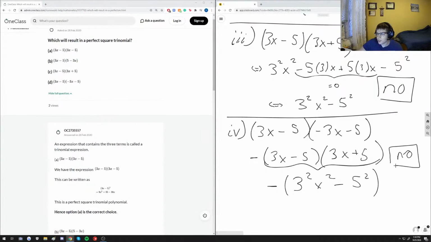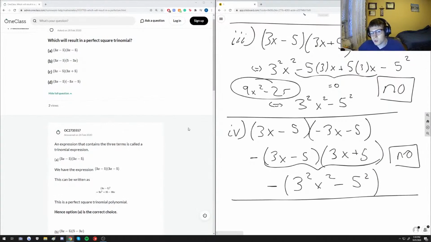And what this is an example of is the difference of perfect squares. So if we consider this as 9x squared minus 25, this is a classic case of difference of perfect squares. So what this is, is the product of (3x minus 5) times (3x plus 5). This is a special case, and it's never ever going to be a trinomial. So both of these will not be perfect square trinomials.